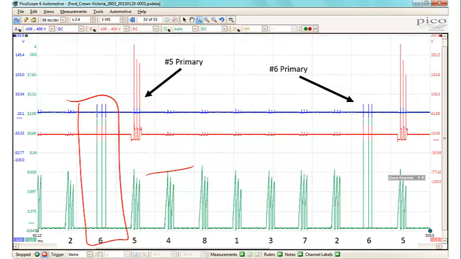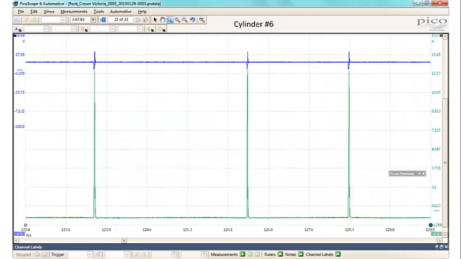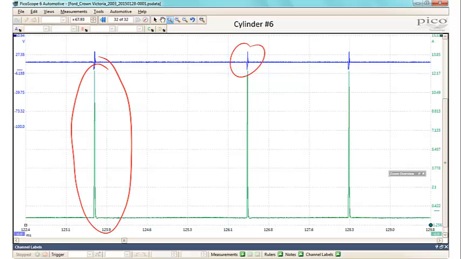I'm going to go ahead and blow up and zoom in on the number 6 coil. As you can see, nothing really going on in the primary circuit, and we get these little spikes in the current. So what this vehicle has is a shorted ignition coil. As your resistance in that circuit goes down, your current's going to spike way up.